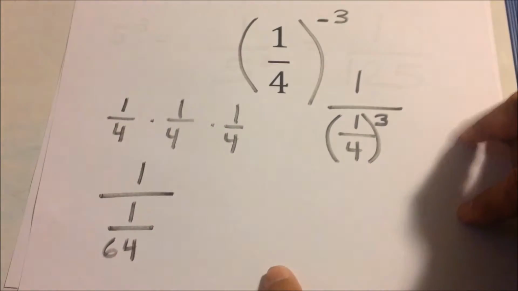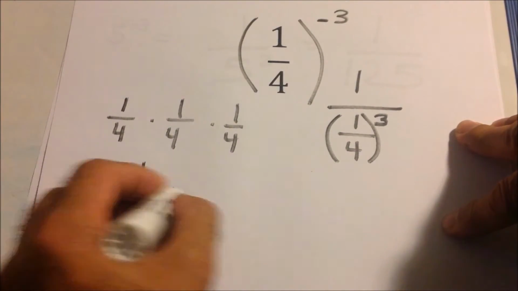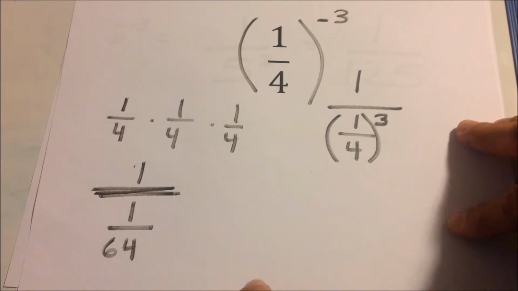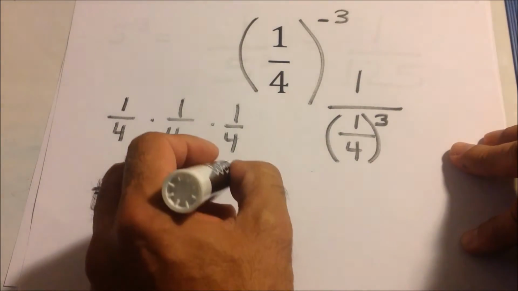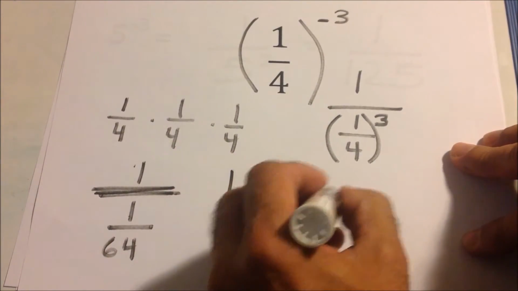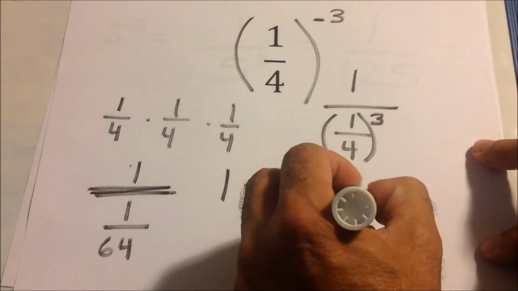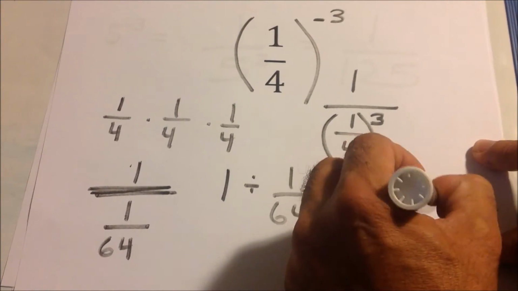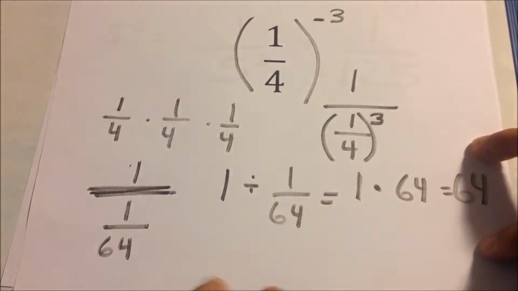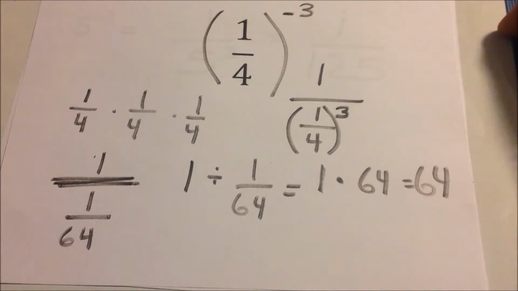So again, we have our division here. This means division. Remember, fractions are divisions. So this is 1 over 1 over 64. So you're saying 1 divided by 1 over 64. And you know with division, what do we do? We flip it, turn it to multiplication. So that's our answer, just 64. There we go. Okay, let's try one yourself.